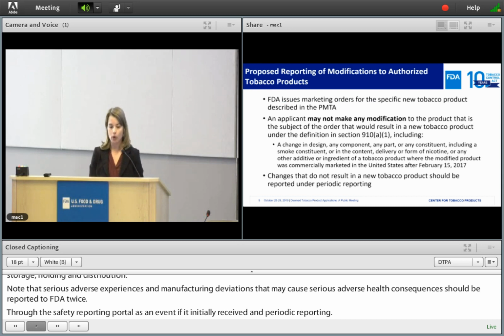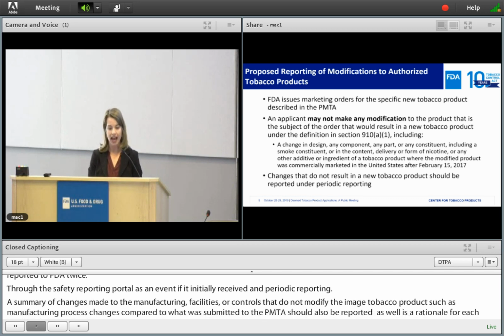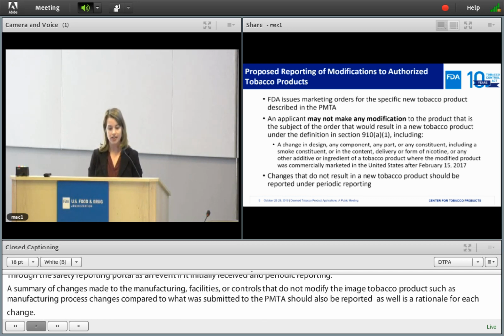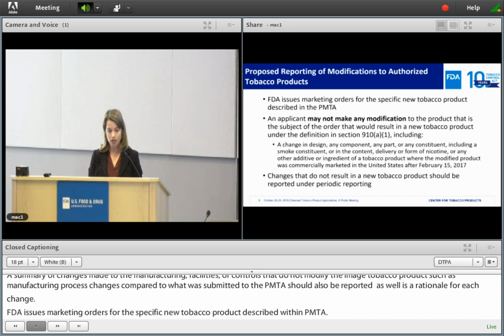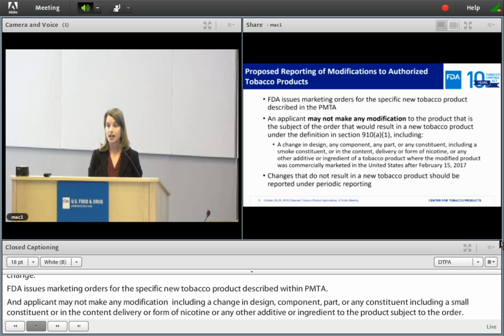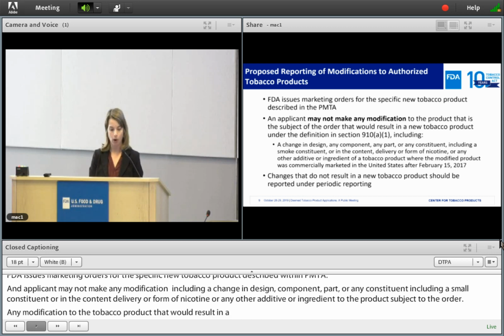FDA issues marketing orders for the specific new tobacco product described within the PMTA. An applicant may not make any modification, including a change in design, any component, any part, or any constituent, including a smoke constituent, or in the content, delivery, or form of nicotine, or any other additive or ingredient to the product that is the subject of the order. Any modification to the tobacco product that would result in a new tobacco product under the definition in Section 910(a)(1) of the FDA Act would require the applicant to submit a new tobacco product application for the modified tobacco product.